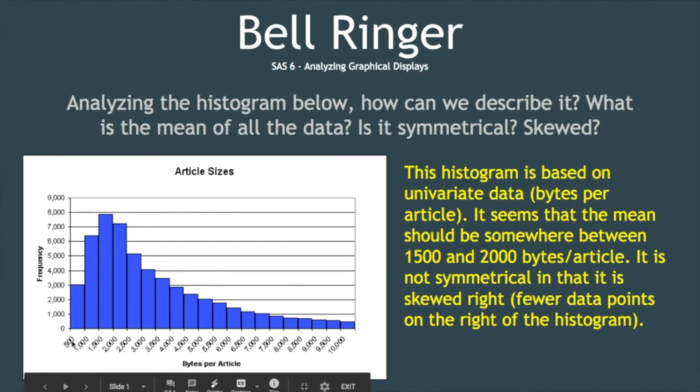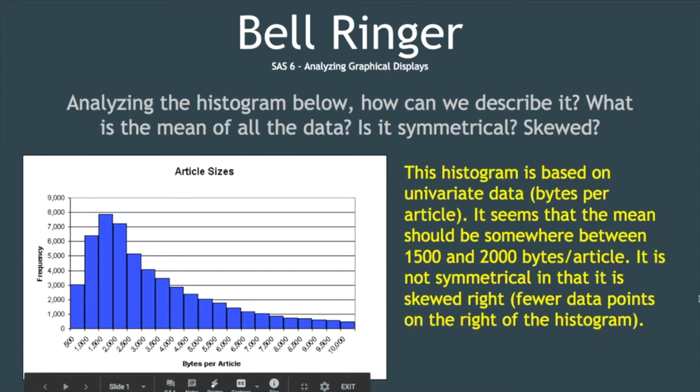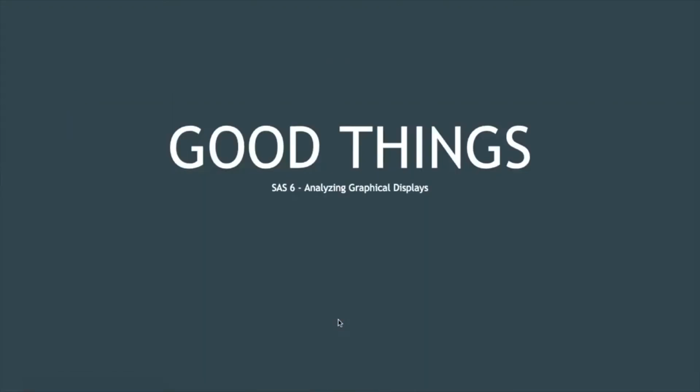And those that have between 500 and 1,000 bytes, they number in a frequency of 3,000, and so on. The number of articles that have bytes between 1,000 and 1,500, they number anywhere right around 6,300. That's how many there are of them, okay? So it is not symmetrical, and that is skewed right. Fewer data points on the right of the histogram. You see that?